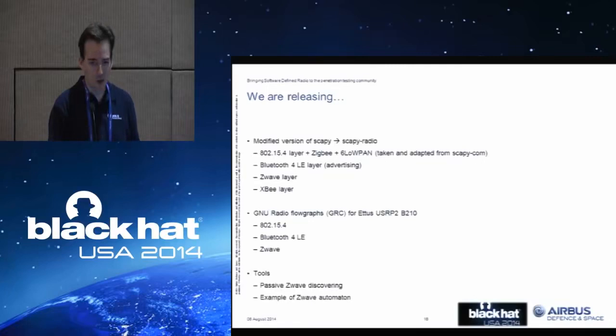We're also releasing external tools around Z-Wave: passive Z-Wave discovery, which will just sniff for packets and print out the Z-Wave networks that it can sniff, and all the equipment involved in this home automation network. And an example of a Z-Wave automaton that we will demonstrate later.